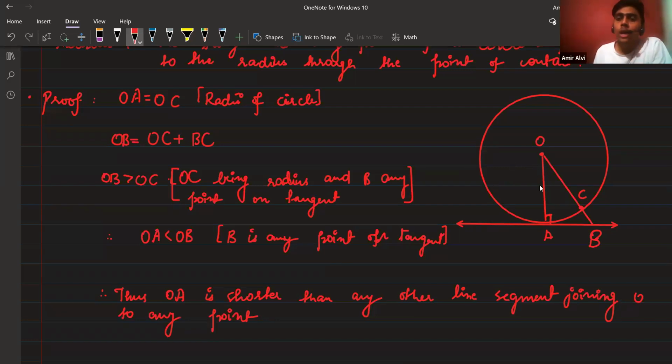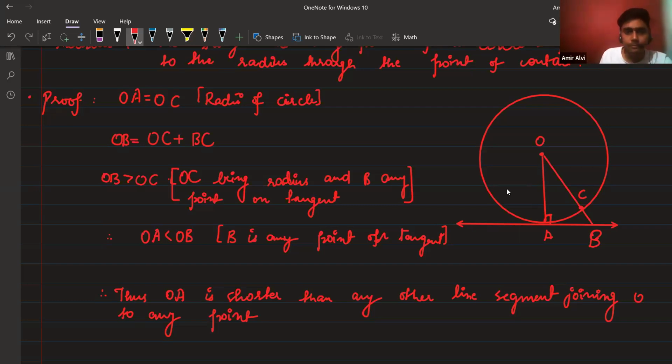Basically, if I need to connect with a tangent, if I need to draw anything on the tangent, either I can draw this, or this, or this. Just see that OA is the shortest, which I'm drawing from the center of the circle to the tangent, because OB is greater than OA. So OB is greater in length than OA. OA is the shortest path, because we have seen that the radius is the shortest. That's what we need to prove.